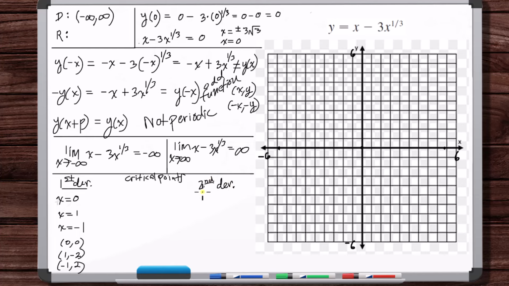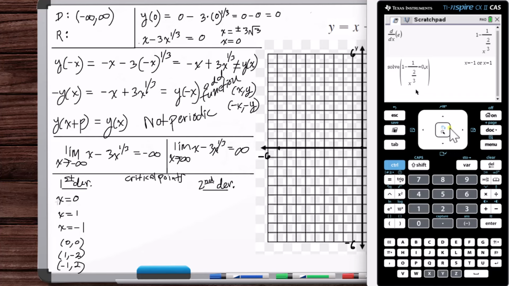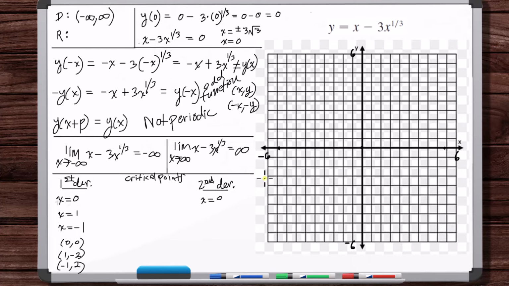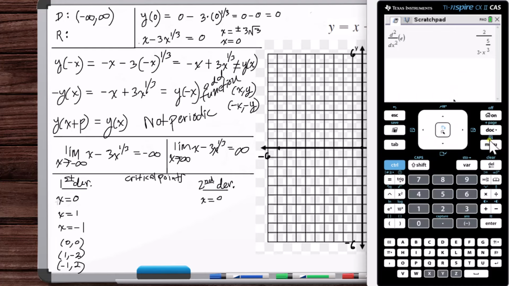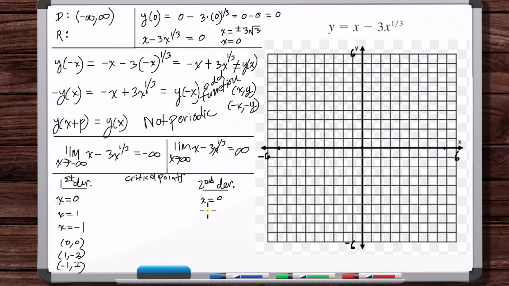Okay, the second derivative critical points. Second derivative, so at x equal to 0 it is 1. Now, let's solve where this is equal to 0 for x. That's it. x equal to 0 is the only critical point with respect to the second derivative.